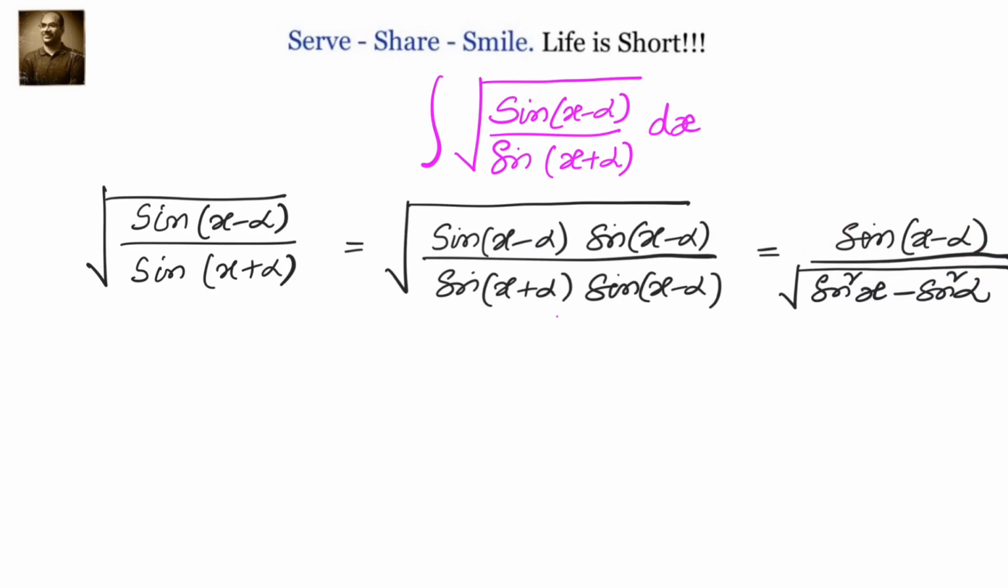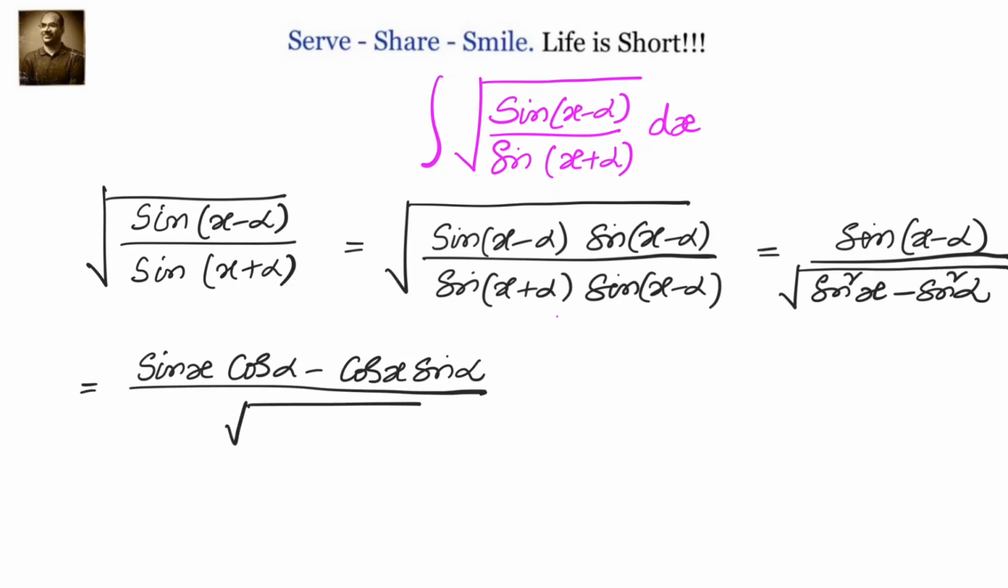Sin of x minus alpha, trigonometric ratios of compound angles. So sin of a minus b is sin a cos b minus cos a sin b. So sin of x minus alpha is sin x cos alpha minus cos x sin alpha, divided by square root of sin square x minus sin square alpha. Let us separate this into two parts and apply the integral on each of them.